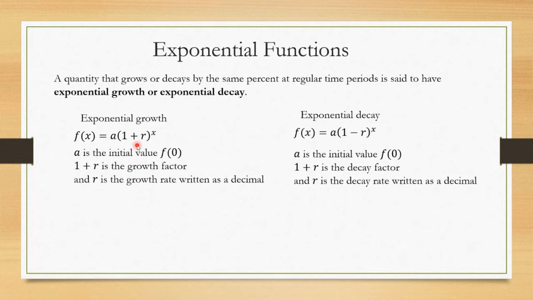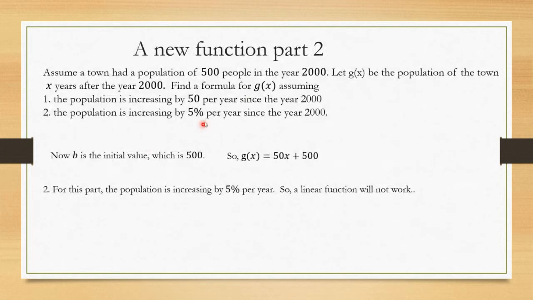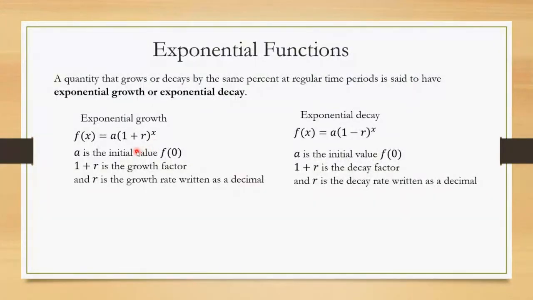R is the growth rate. It's often written in the problem as a percent, but in the formula, you write it as a decimal. So in the problem here they tell you the population's growing or increasing by 5%. So in our formula, as you'll see, r is going to be 0.05. That's what r is going to be, 0.05.